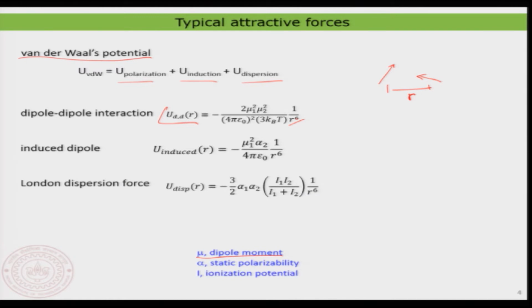Now, this is the interaction between the two dipoles, but you can also have a dipole interacting with, let us say, a neutral atom or a molecule.